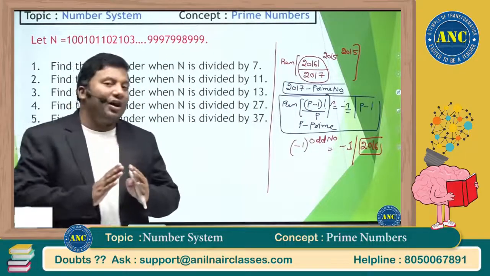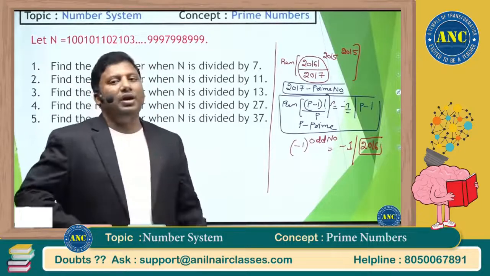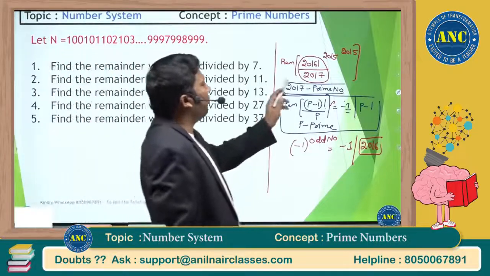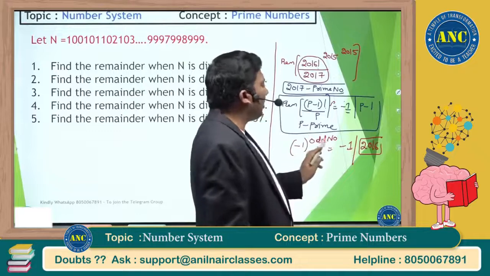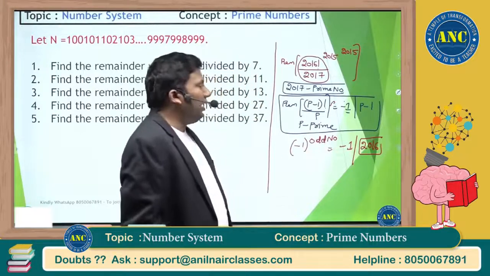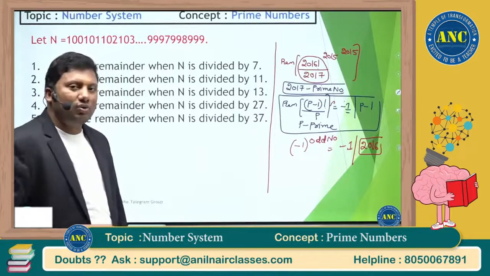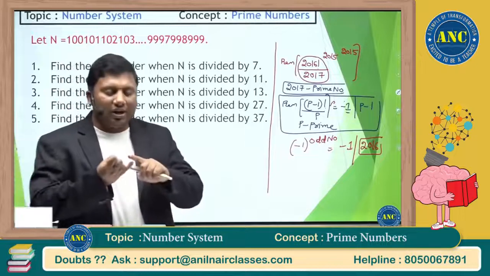(P minus 1) factorial divided by p, the negative remainder will be minus 1, positive remainder will be p minus 1. Negative remainder is minus 1. Minus 1 power odd number will be minus 1. Negative remainder minus 1, positive remainder will be 2016. A few important doubts I discussed at the beginning of the class.